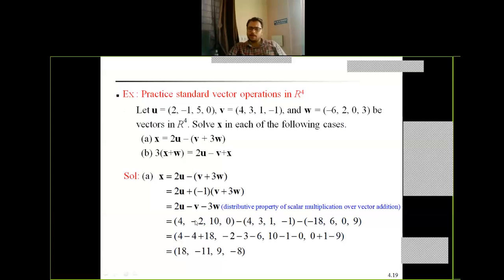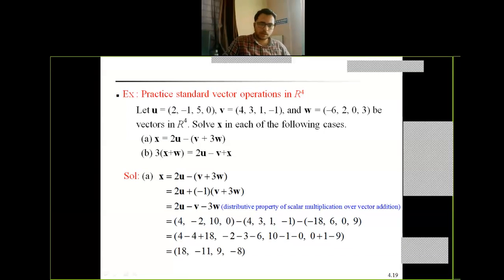Vector addition and subtraction is there, so the components will be directly added or subtracted. So 4 minus 4 plus 18, minus 2 minus 3 minus 6, 10 minus 1 and 0, and 0 plus 1 minus 9. So eventually it is a very simple example. This will be the resulting vector when we perform this operation and find x. So x will be 18 minus 11 9 and minus 8.